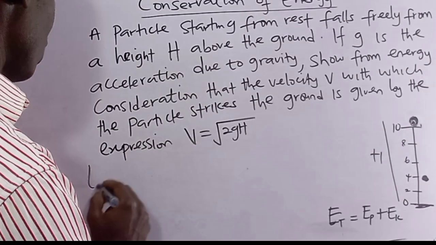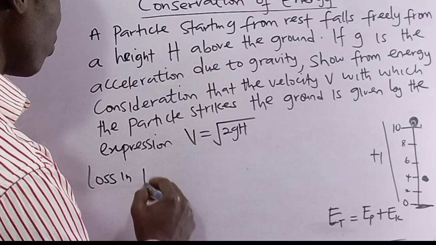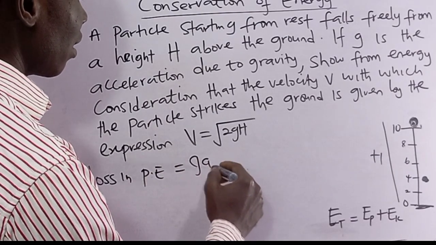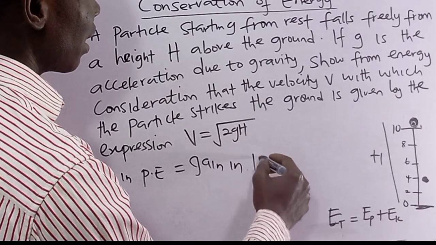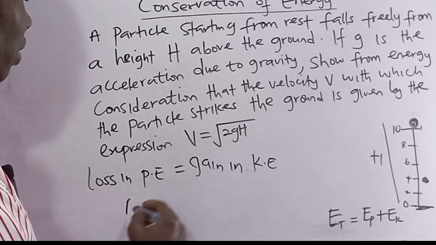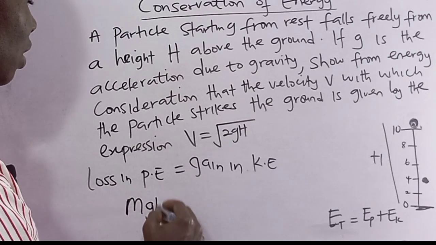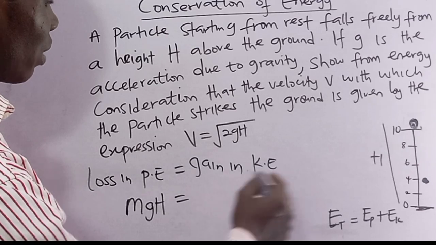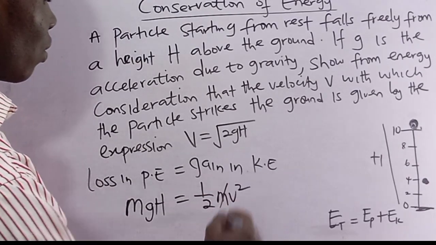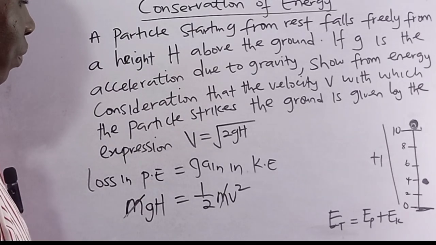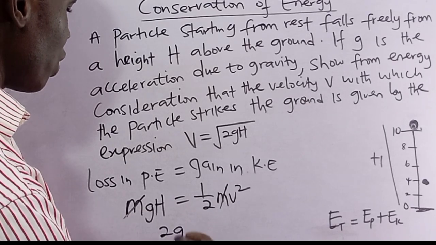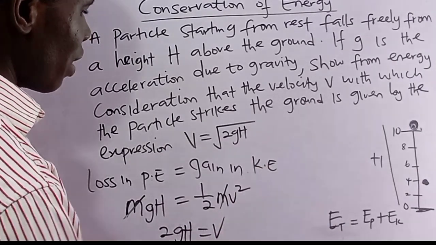So here we have the loss in potential energy is equal to the gain in kinetic energy. So the loss in potential energy is mgh, which is equal to the gain in kinetic energy, which is half mv squared. So m will cancel out. So here, if we cross multiply, we have 2gh is equal to v squared.